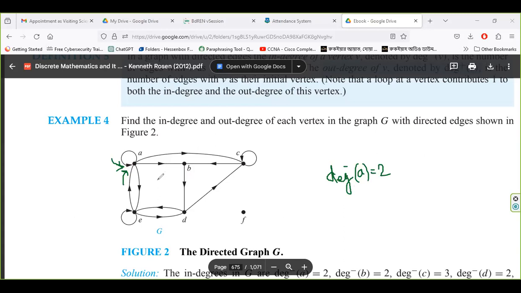How many out degrees? Outgoing: 1, 2, and as well as 3. Sir, according to a pseudograph, a loop consists of 2 degrees. Yes, one is in degree, another one is out degree. Then A will have out degree 4.